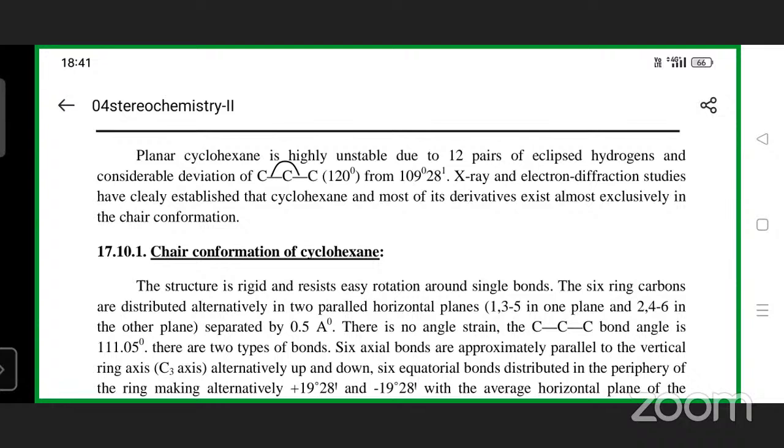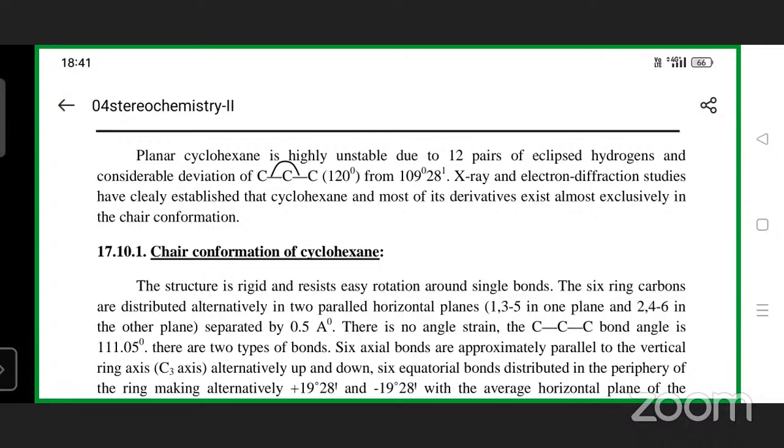The only thing possible is that you can flip the molecule and convert that particular conformation into a variety of conformations. Flipping means holding one bond and pulling out and pulling in the other bonds, and you can generate a variety of conformations here.